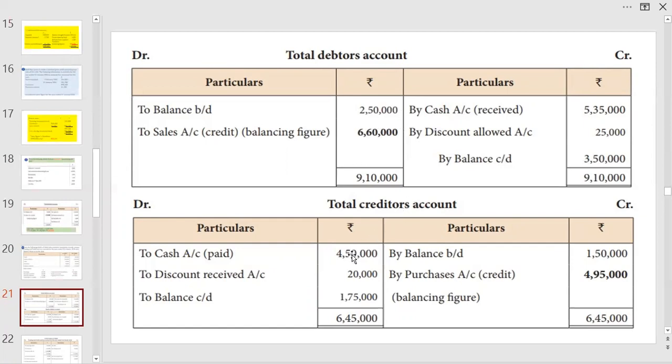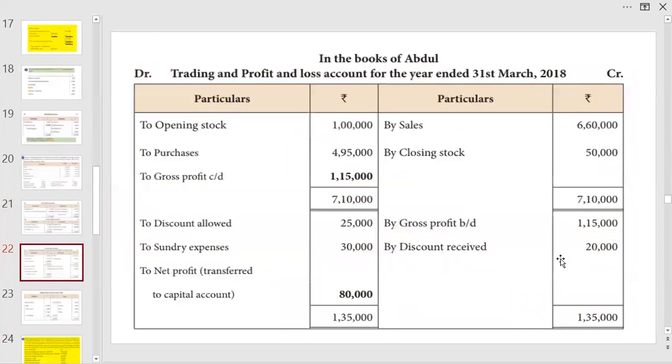Similarly, when you plot the creditors account, you see a difference of 495, which refers to purchases. In the trading account, opening stock and closing stock are given. Sales and purchases have been calculated. Gross profit calculation gives 150. To that, discount received is added, and discount allowed and sundry expenses are deducted, giving a net profit of 80,000.